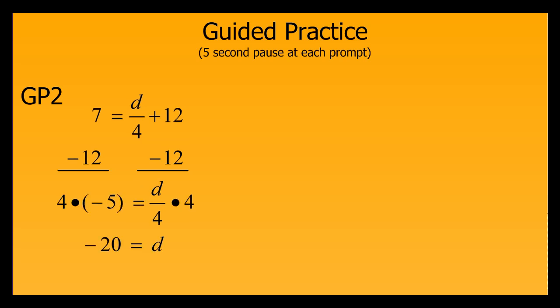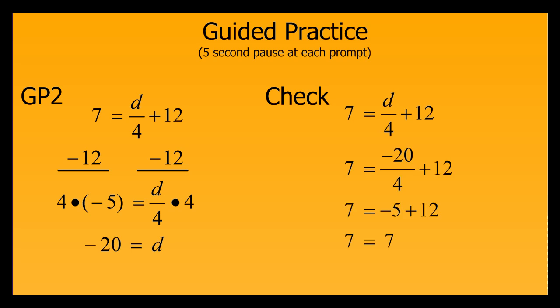Are we finished? No, we should check it. How do we check it? Rewrite the equation. Now what? Substitute our answer, -20, in for d, then simplify. Our solution works.